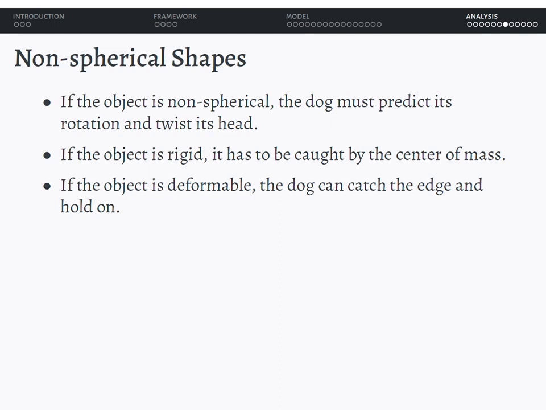If the object is non-spherical, the dog has to predict the rotation of the food and twist its head to match its mouth with the nearest point. Additionally, long and rigid objects have to be caught by the center of mass. Deformable objects bounce less, however, so Fritz can catch those by an edge and hold on.